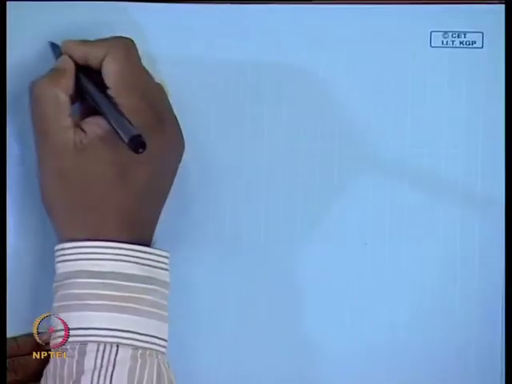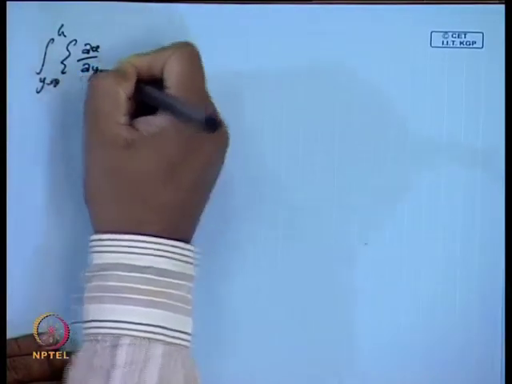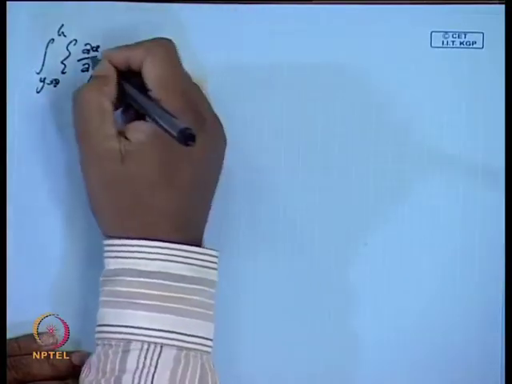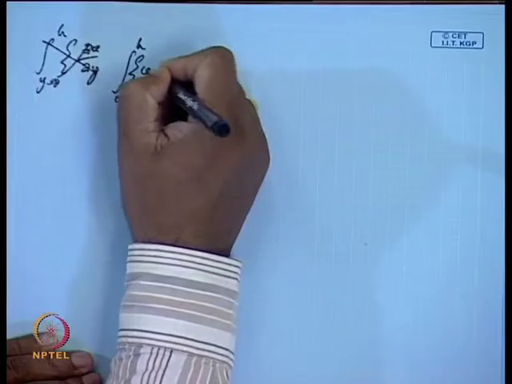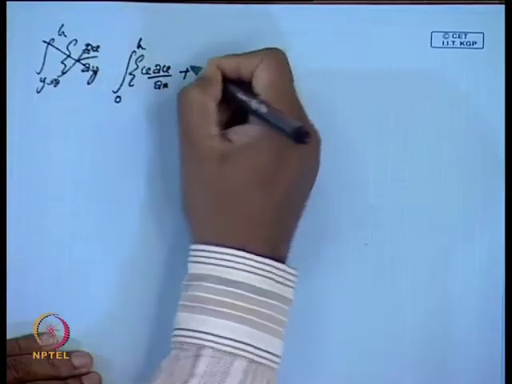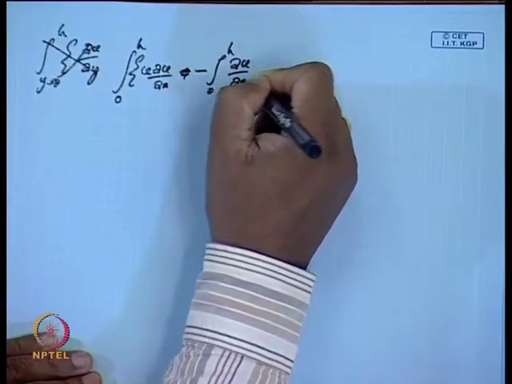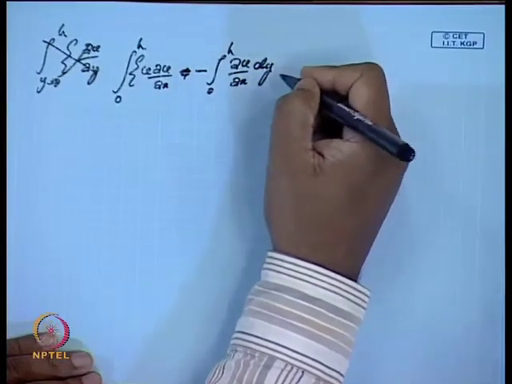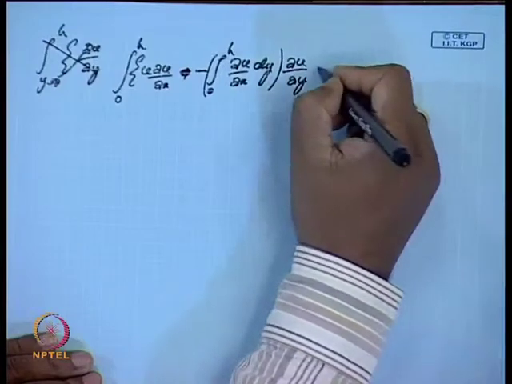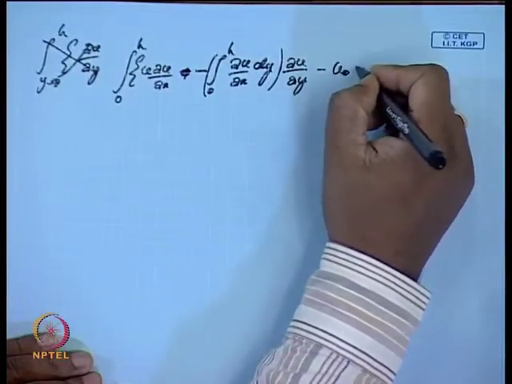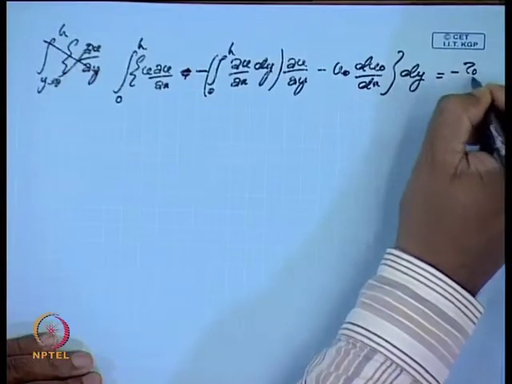If I substitute for b, then it will be y is equal to 0 to h, this will be del u by del y, u del u by del x, sorry, 0 to h, u del u by del x plus v is nothing but, so it will be minus 0 to h del u by del x dy into del u by del y minus u naught du naught by dx dy minus tau naught by rho.